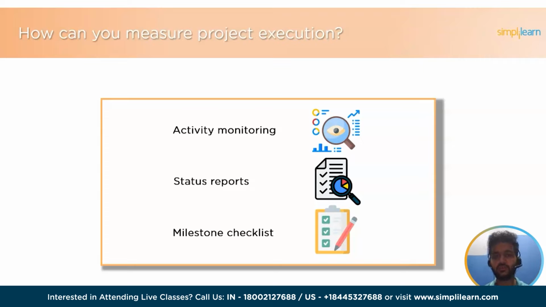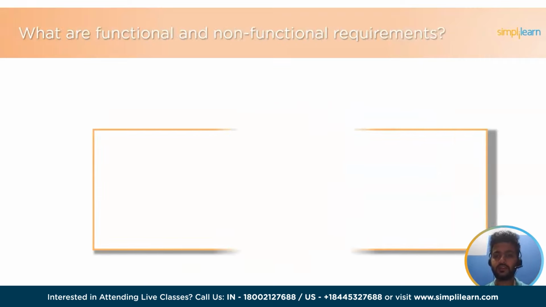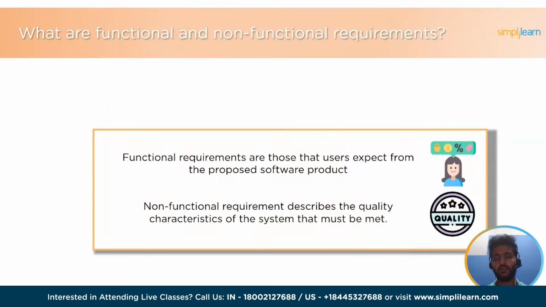Moving on to the next question, which is what are functional and non-functional requirements? Functional requirements are those that users expect from the proposed software product and are referred to as functional needs, whereas the non-functional requirements, on the other hand, are the how of the system, and they describe the quality characteristics or constraints of the system that must be met. These include things like performance, security, scalability, usability, and maintainability.